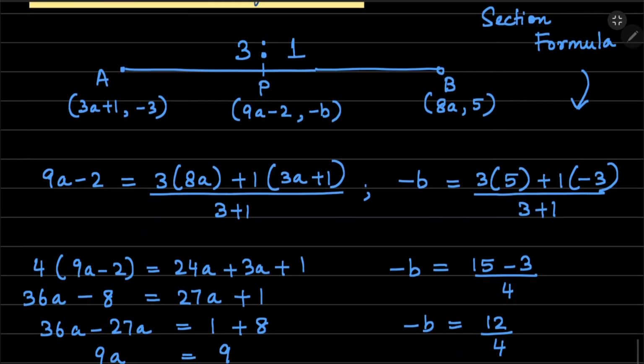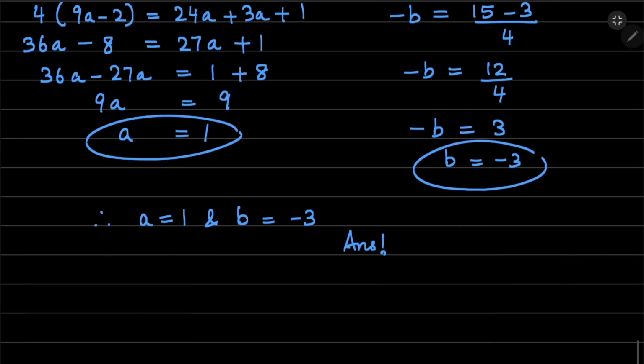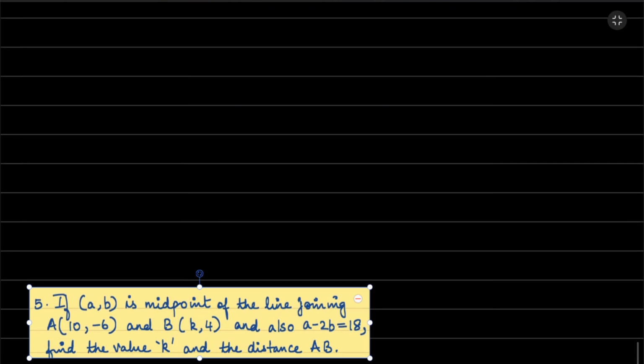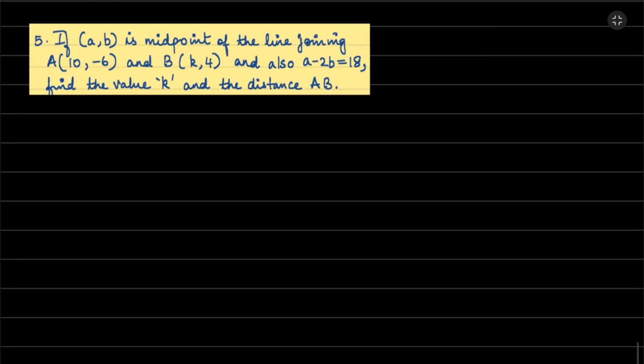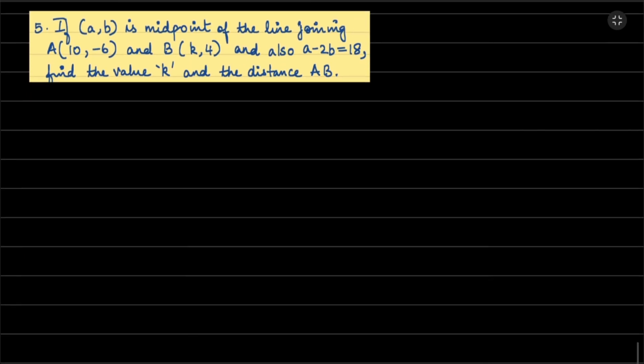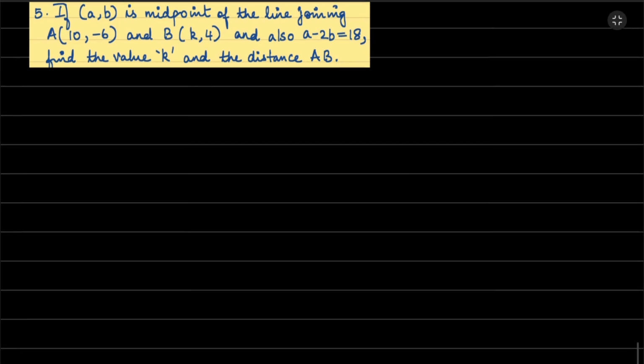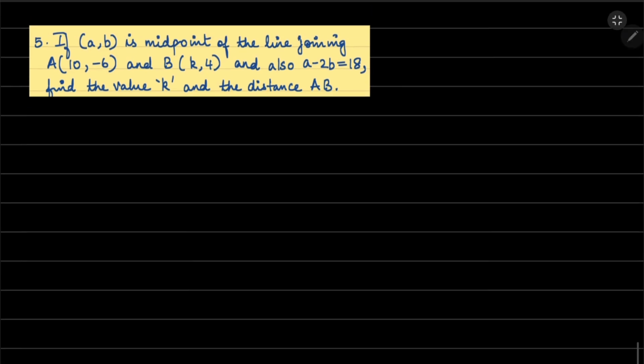Let's move on to the fifth question. If A, B is the midpoint of a line joining A and B given by the points, and the same midpoint is also for the line which is A minus 2B equal to 18. Find the value of K and find the distance A to B. Again, a very easy question.